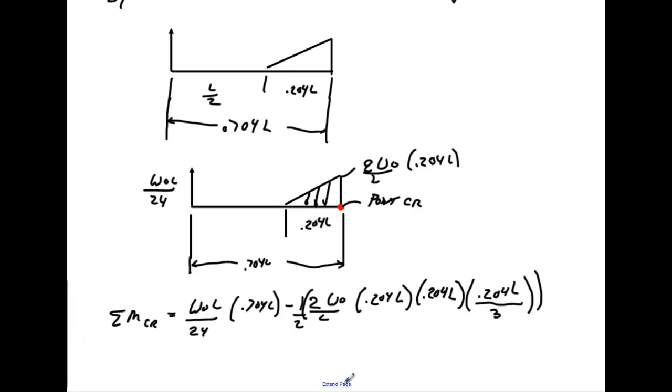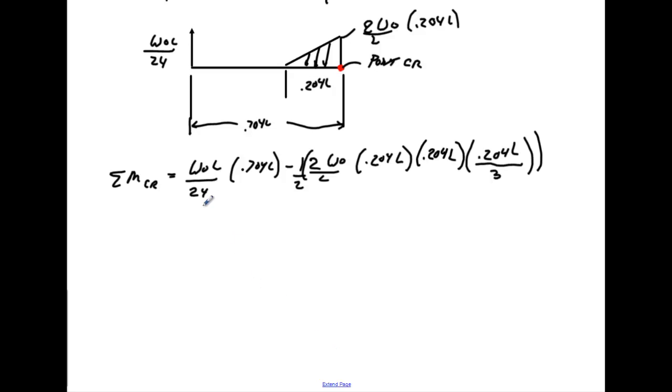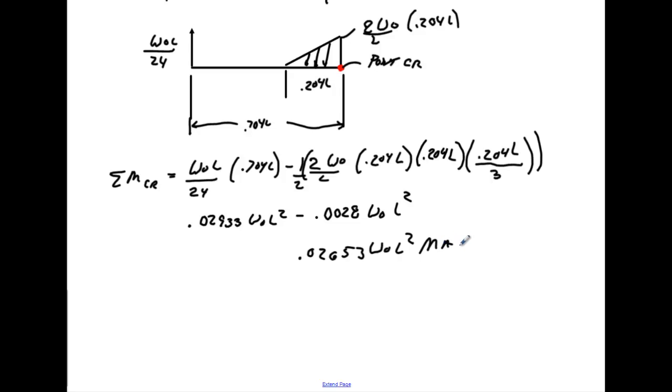Scroll down, give myself a little bit more space. And now run this in your calculator, and here's what you're going to get. You're going to get 0.02933 WOL squared. If you do all this, you should get minus 0.0028 WOL squared. If you simplify that, you will get a value of 0.02653 WOL squared. And that's going to be the max moment.